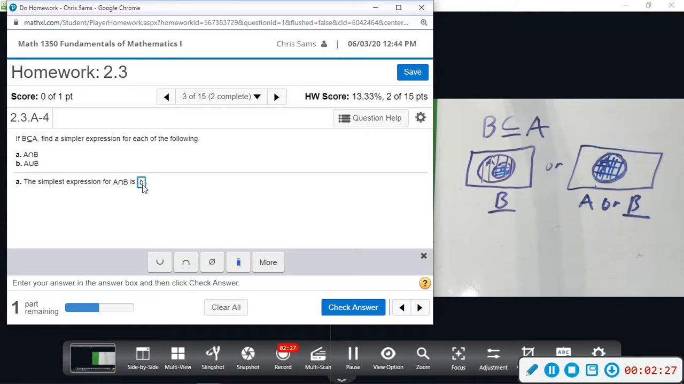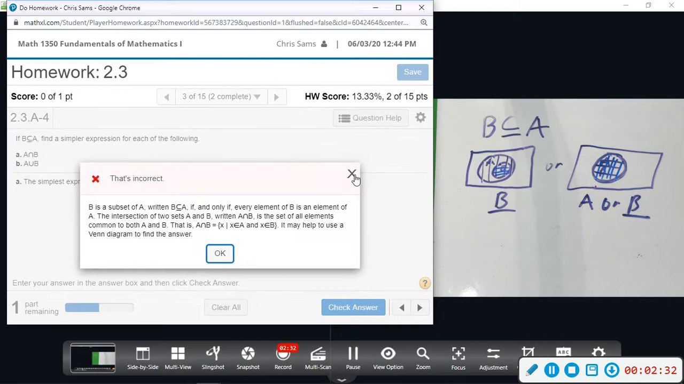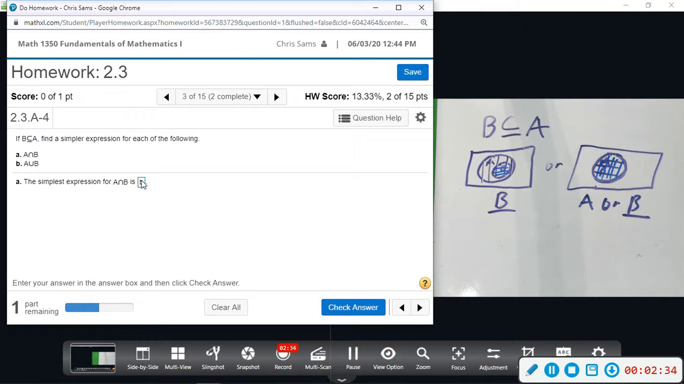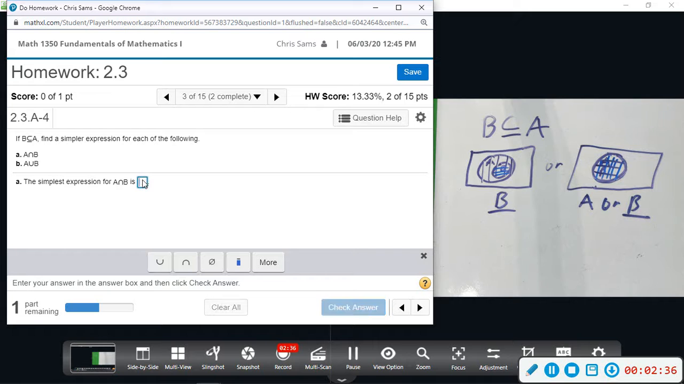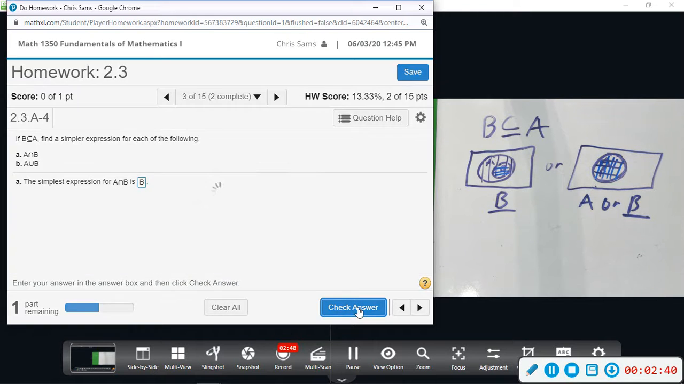You have to be careful. If you put lowercase b, it will count it wrong, okay, because normally capital letters represent sets. Okay, so the notation is important. Capital B would be the simplest form.